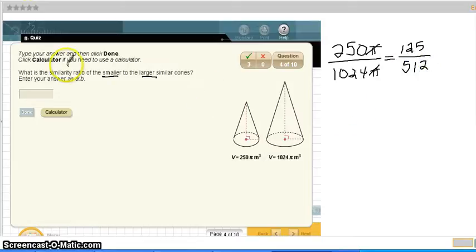Now, the relationship between the similarity ratio and volume is that you would have to cube the similarity ratio to get to the volume. So we are going to do the opposite of that. We are going to take the cube root, and what you want to do is take the cube root of each number individually. So the cube root of 125 is 5. The cube root of 512 is 8. So our original similarity ratio for these two cones would be 5 colon 8.